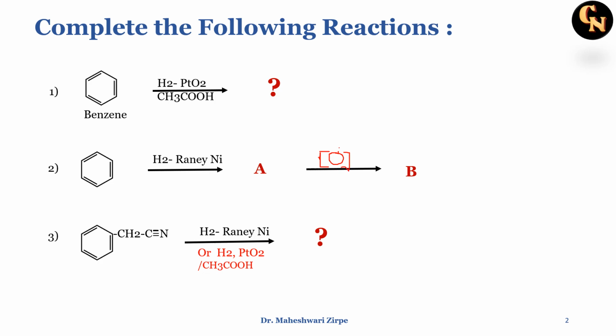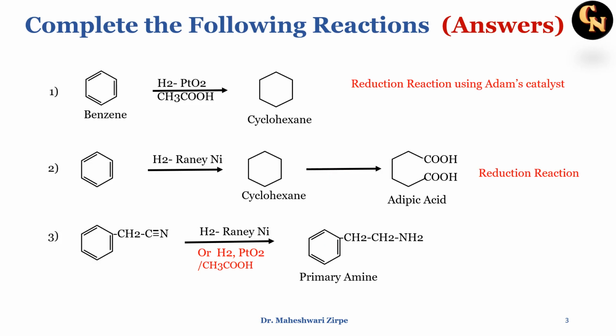And then in the third one, again Raney nickel or Adams catalyst is given, and in the starting material you can see there is a nitrile, that is cyanide, C triple bond N. One by one, let us see how the reactions proceed and the answers to the reactions.